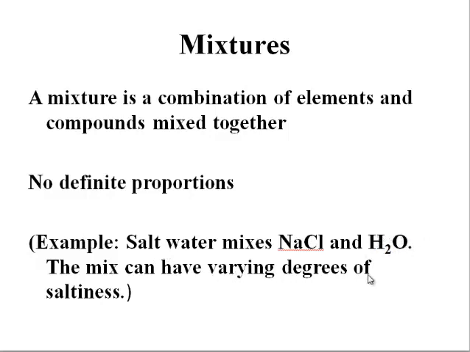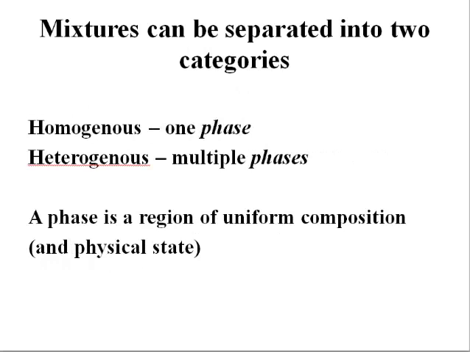The mix can have varying degrees of saltiness. In other words, there is no certain proportion of sodium chloride to water in a saltwater mixture. Mixtures can be separated into two categories. A homogeneous mixture has one phase, whereas a heterogeneous mixture has multiple phases. In this course, we use the word phase to mean a region of uniform composition and physical state within a mixture.